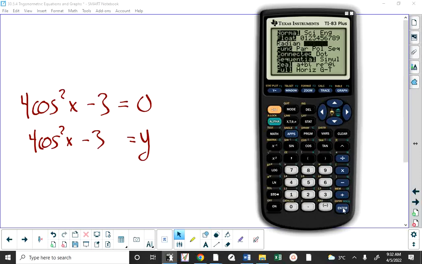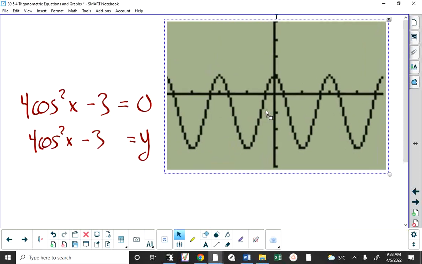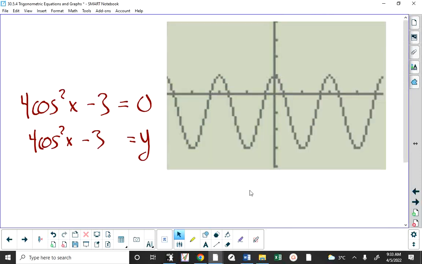And I'm going to go zoom standard. Sorry, I'm going to go zoom trig, because zoom trig goes from negative 360 to 360, and I'm interested in 0 to 360. So I'm only interested in solutions from 0 degrees to 360 degrees. And 360 degrees is about there, and 0 degrees is there.